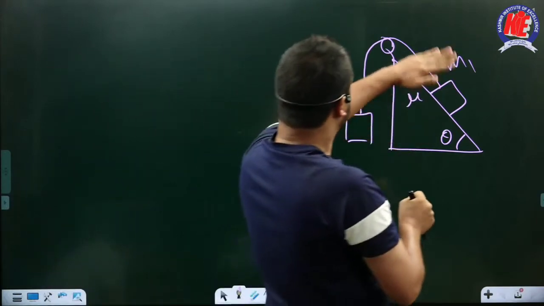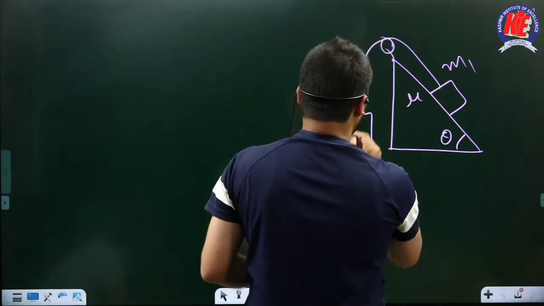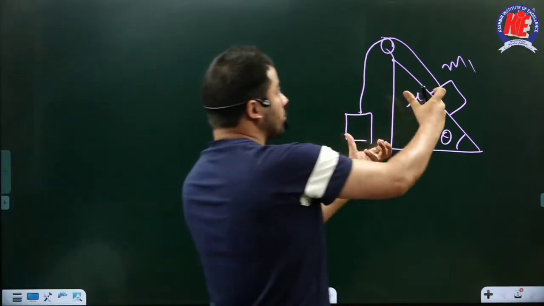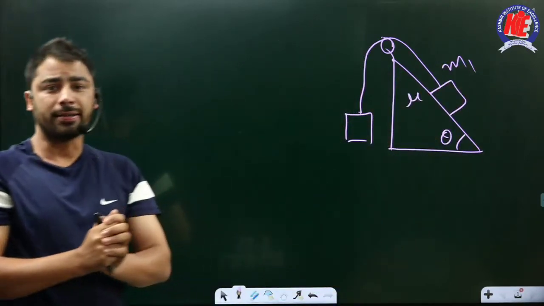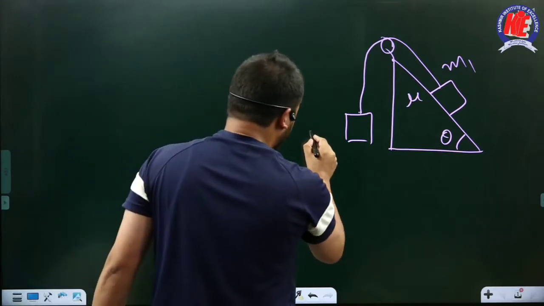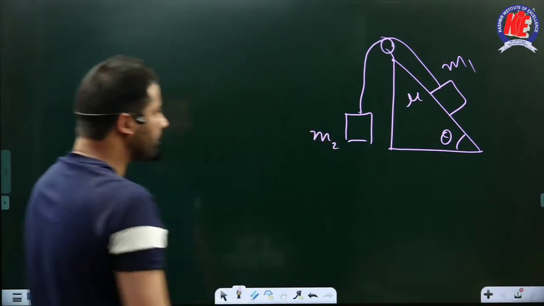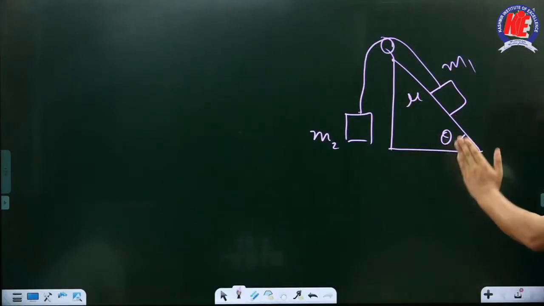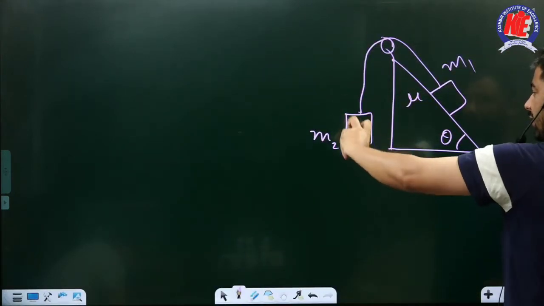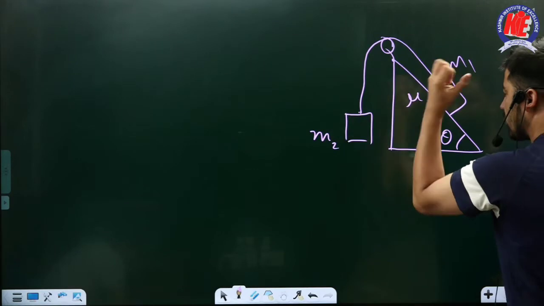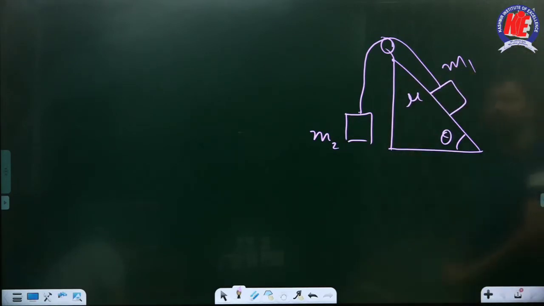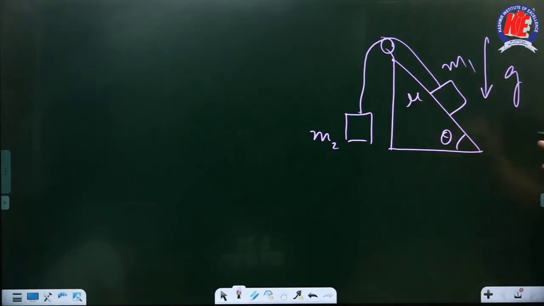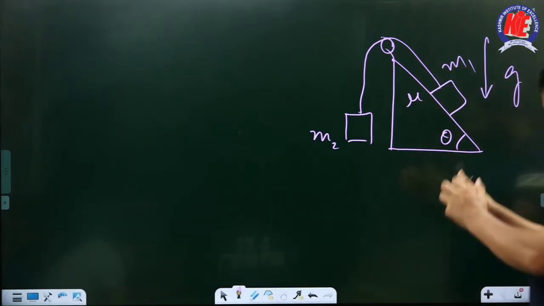So here there is a string that passes over this pulley, and at the same time the string connects two blocks. This block has a mass m1 and this block has a mass m2. Now I have two blocks, one lies on this rough surface, and another block hangs in this region. I expect there is gravity, and gravity always points in a vertical downward direction. This is something that you know.